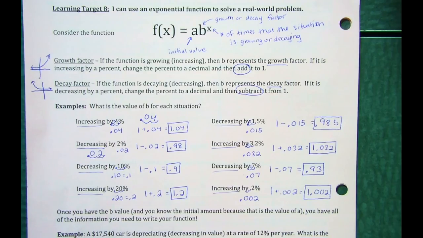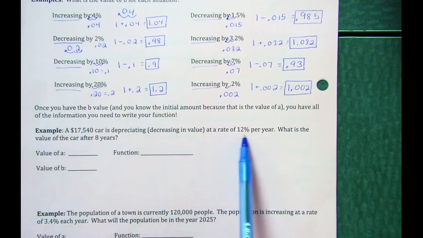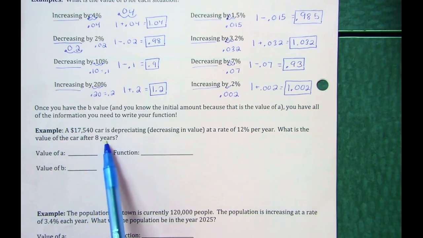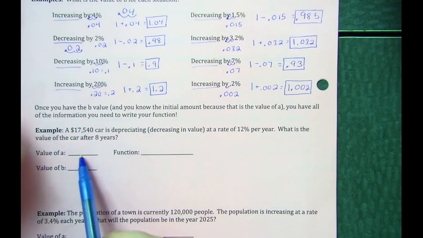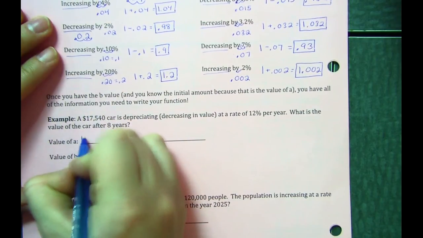So if we look at this example, it says a $17,540 car is depreciating, which means decreasing in value, at a rate of 12% per year. What is the value of the car after 8 years? Well, A is the initial amount, the starting value. So that is going to be 17,540.